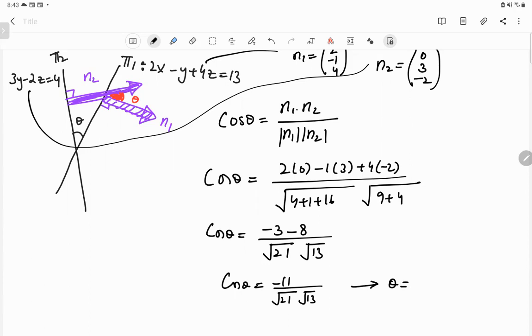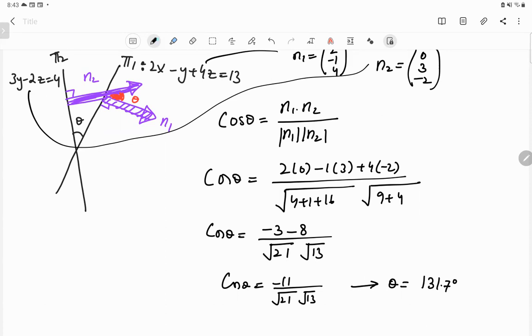Can somebody calculate this angle? Can somebody calculate this angle for me? Sir, 131.7. Okay, acha. This angle does not represent the situation that I have drawn.